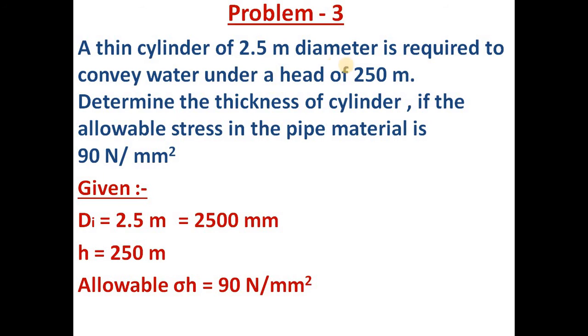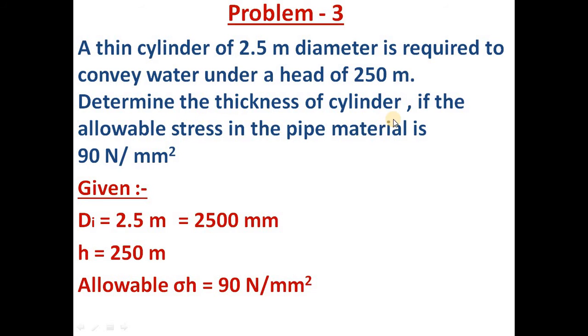In the previous problem, the internal pressure is given. But here, the pressure head is given, from which we can calculate the pressure. Pi is equal to rho gh. Rho is the density of water. G is the acceleration due to gravity, 9.81 meter per second square. Then h is 250 meters. From this we can calculate Pi. That is the only difference.